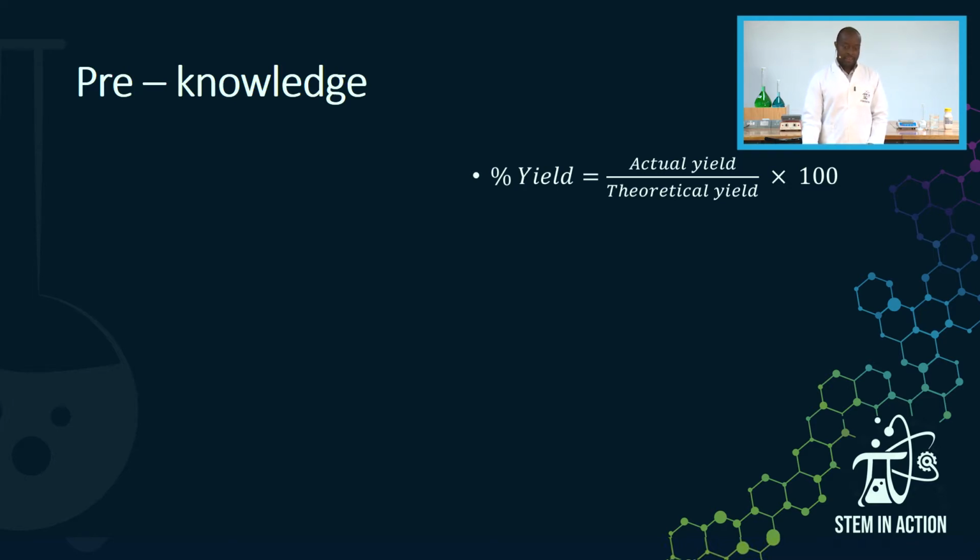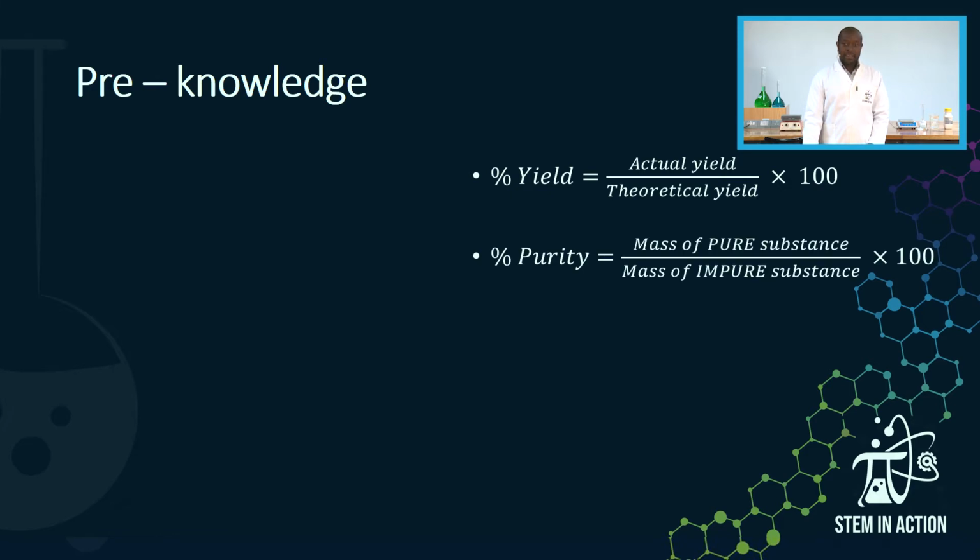And the next formula you should be familiar with is the one for calculating percentage purity. And it says that percentage purity is equal to the mass of the pure substance divided by the mass of the impure substance times 100. So I'm going to assume that you know already how to calculate percentage yield and percentage purity.